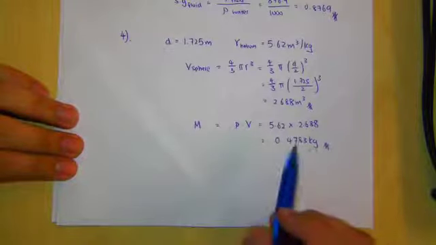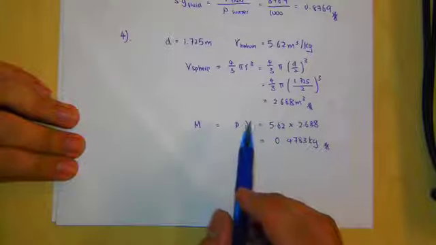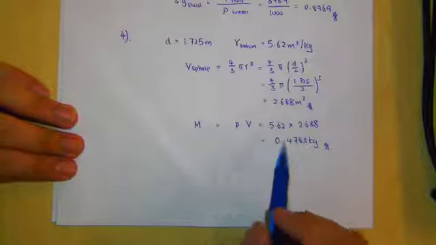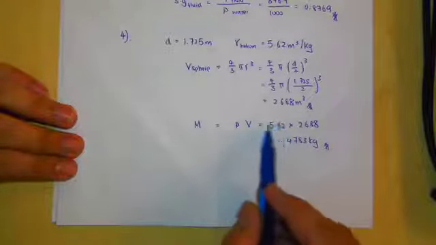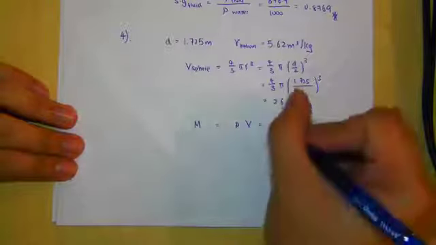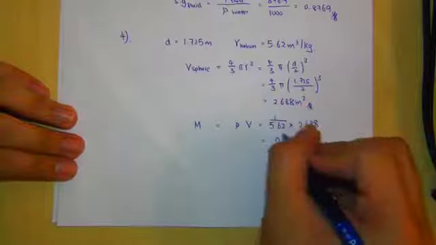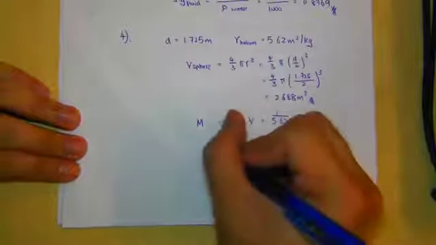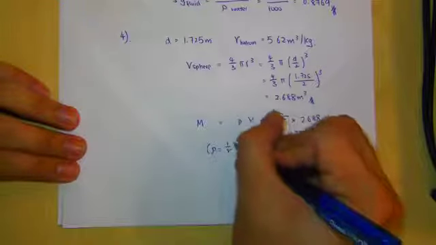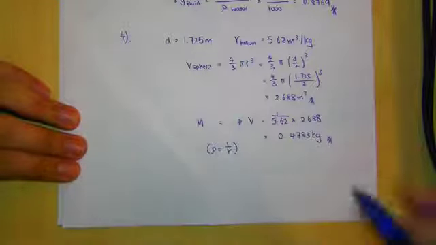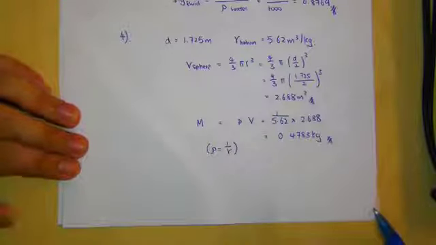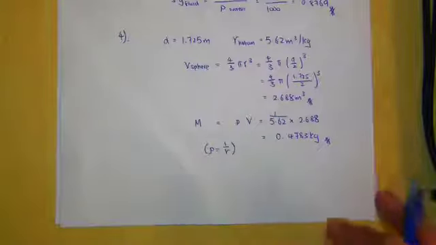Oh, a slight mistake over here. Because this density, right? Density is not 5.62. 5.62 is our specific volume. So density should be 1 over 5.62. Why? Because density is defined by 1 over specific volume. Alright, so just a minor correction. So that's it for question number 4.